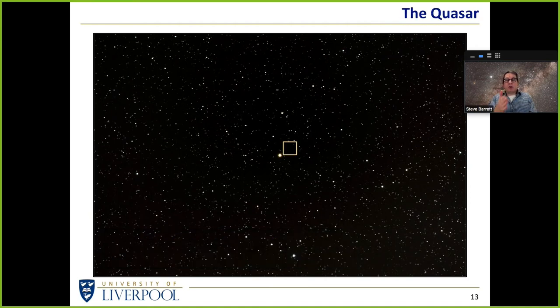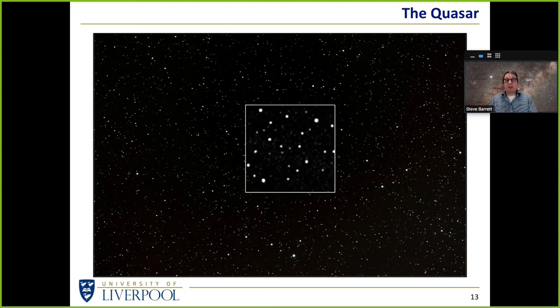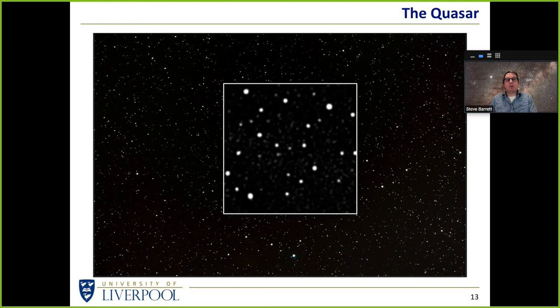And I knew that the quasar ought to be in that square there, knowing by looking at a star atlas and checking the coordinates of where the quasar is compared to the coordinates of that bright star in the middle of the field of view. So I zoomed into that to see whether I'd caught this quasar or not. And there it is, as indicated by the red lines. That is the quasar I was trying to capture.